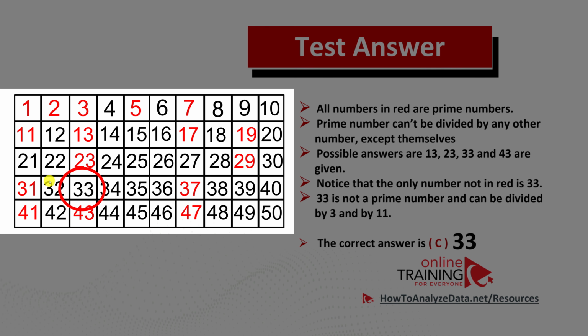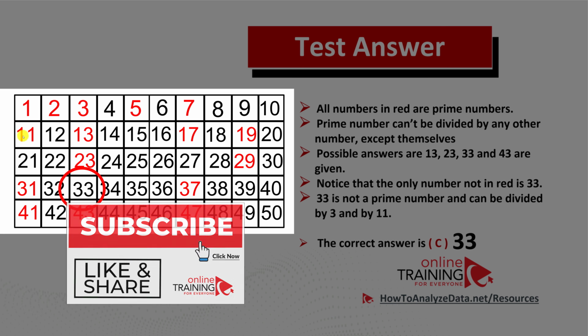The solution lies in understanding a very simple math concept, the concept of prime numbers. You see on the left the grid of numbers from 1 to 50. And all the numbers that are considered prime numbers are highlighted in red. What is a prime number? A prime number is a number that you can only divide by itself. You cannot divide it by any other number. For example, 1 you cannot divide by anything but 1. Same for 2, 3, 5, 7, and so on.